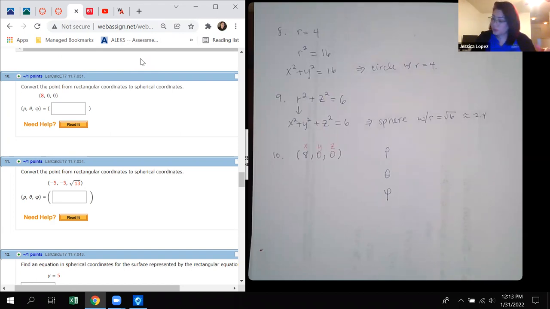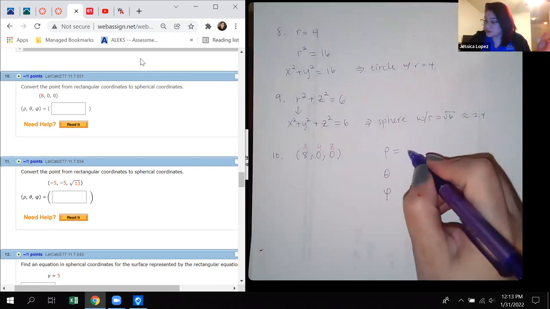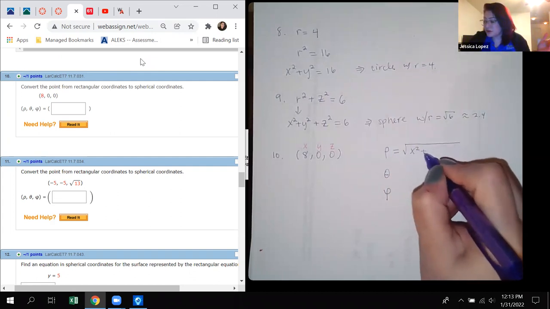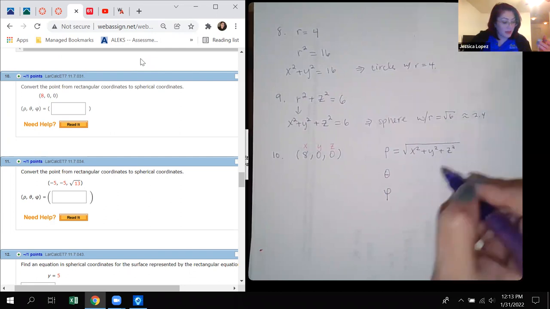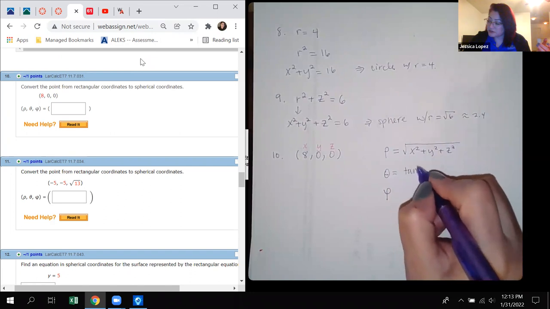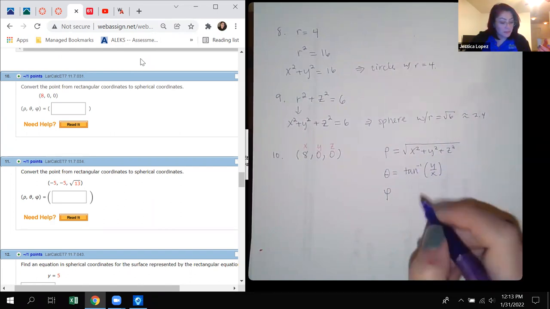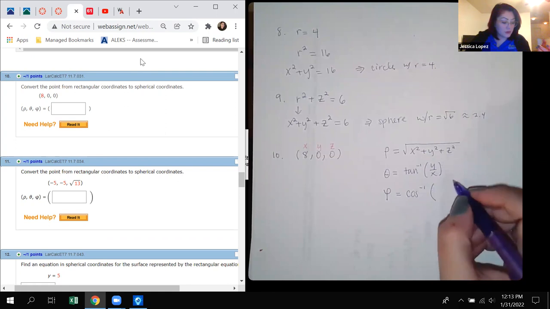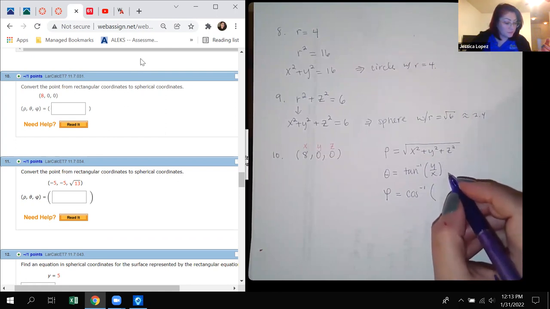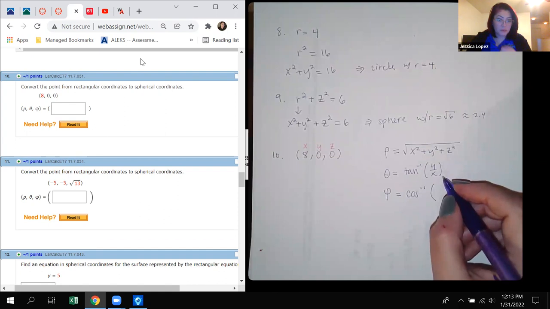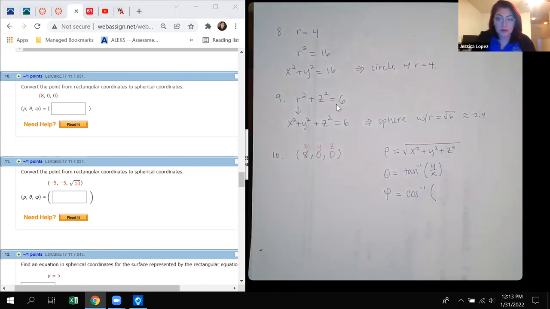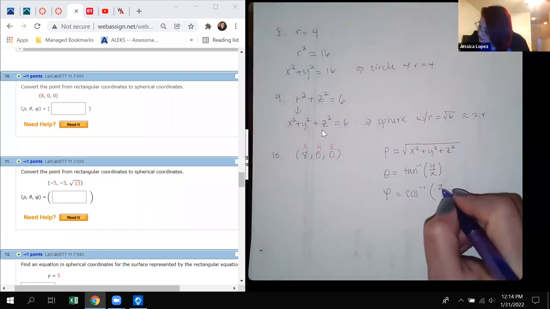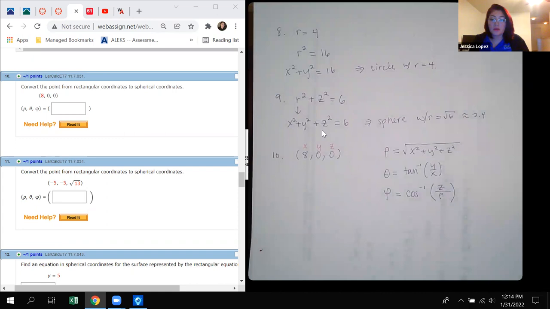Now, I know that rho is a lot like r, the radius. So it's going to be the square root of x squared plus y squared plus z squared. And theta is just like before, it's tan inverse of y over x. And phi is going to be the cosine inverse of, oh gosh, I can't remember. Let me look it up real quick. I figured it out. It is z over rho. Rho is the one that looks like a P. So it's rho, theta, phi.